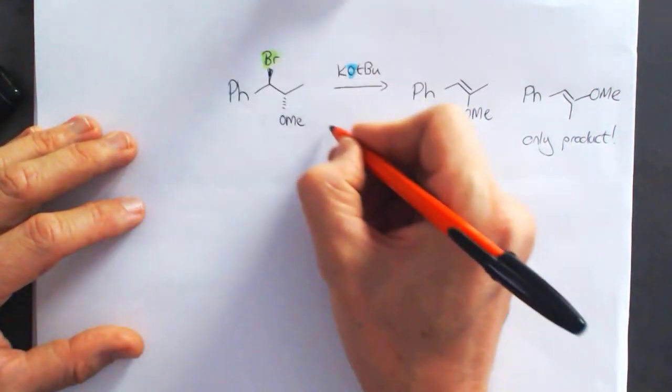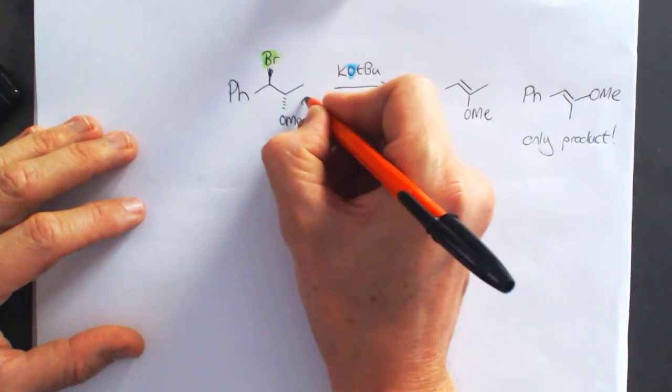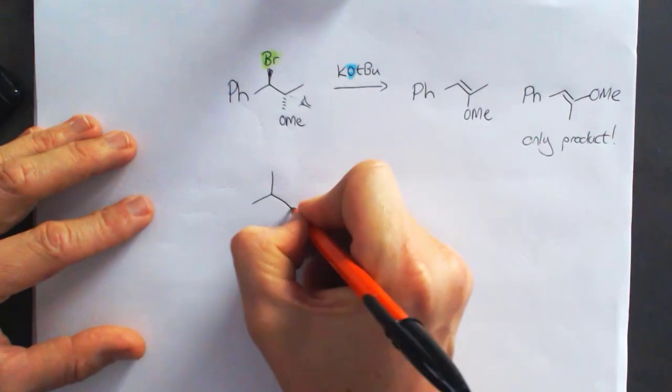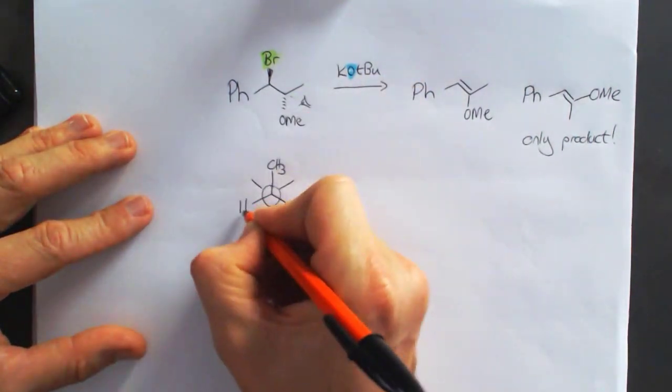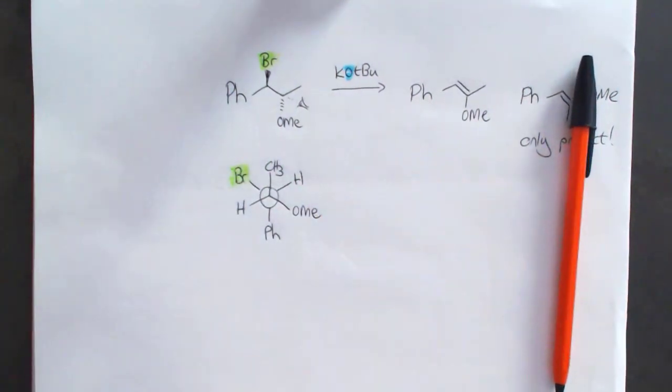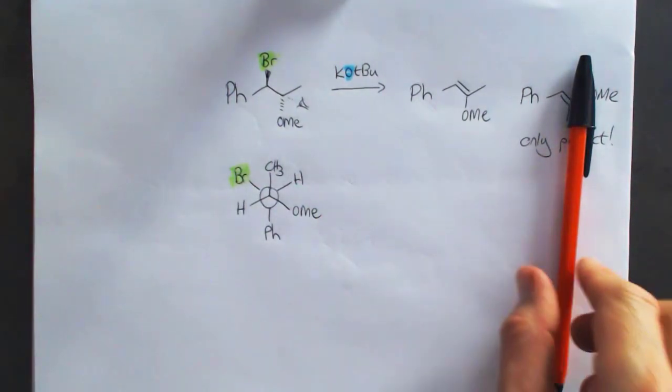Now, it doesn't matter which side you look down. Whatever's easiest for you is okay. I'm going to look from this side, looking up like that. And so I'm going to draw out the Newman projection as I see it. All right, so there's my Newman projection. I can see there's my bromine, my leaving group.